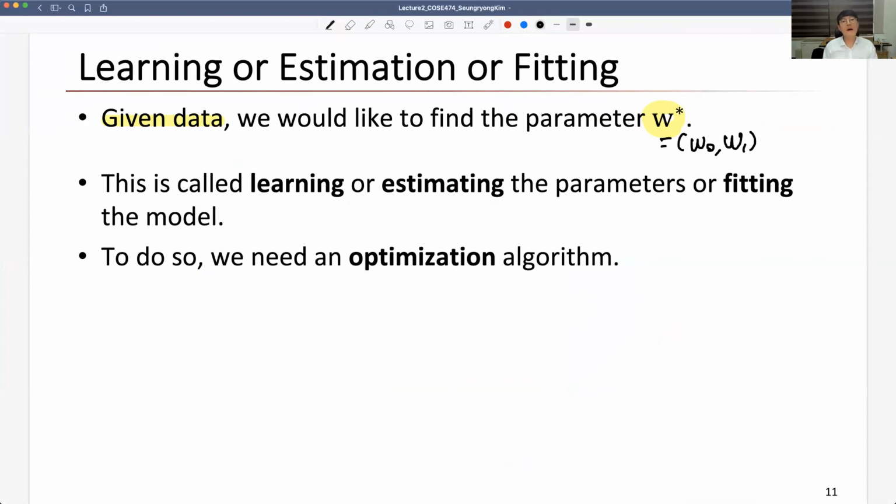The goal of learning is to find the optimal parameter w, right? So first of all, we have to define what optimal means in the linear regression problem.